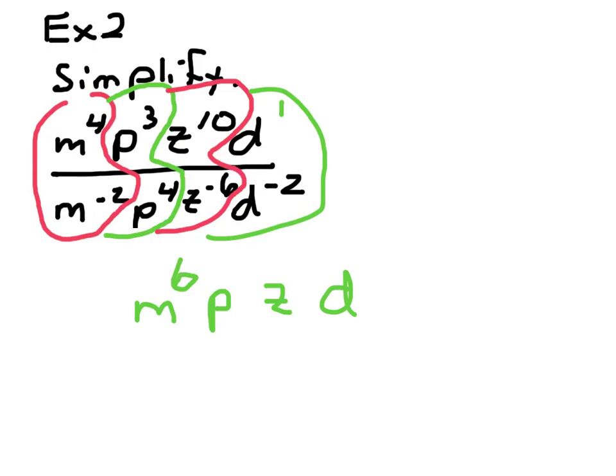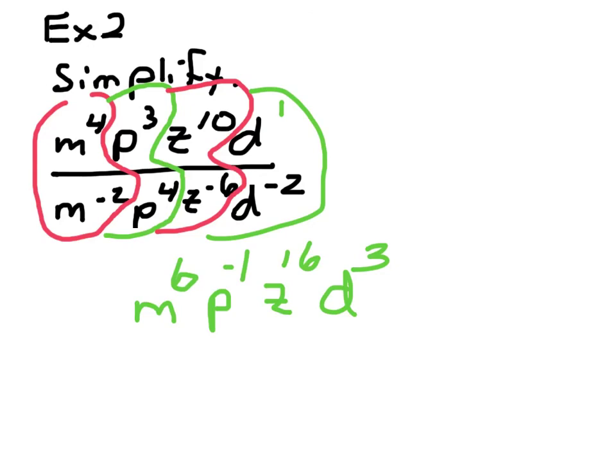Let's do the p's. What's 3 minus 4? Again, it's always got to be the top exponent minus the bottom. And that's a negative 1. How about the z's? What's 10 minus a negative 6? Well, minus minus means plus, so that's 10 plus 6. That's z to the 16th. And let's do the d's. 1 minus a negative 2, which means 1 plus 2. That's d cubed. So this is one way I could write my answer.